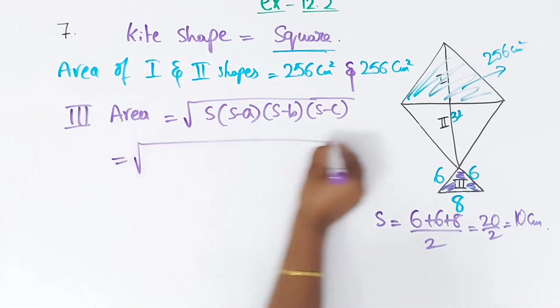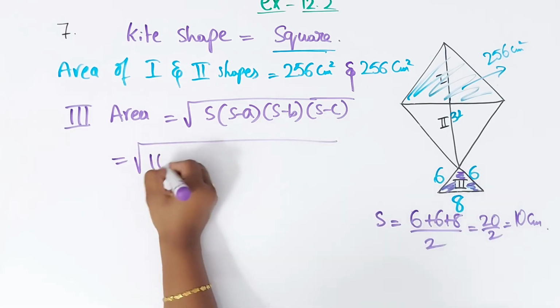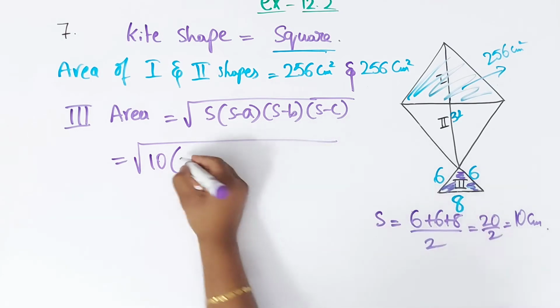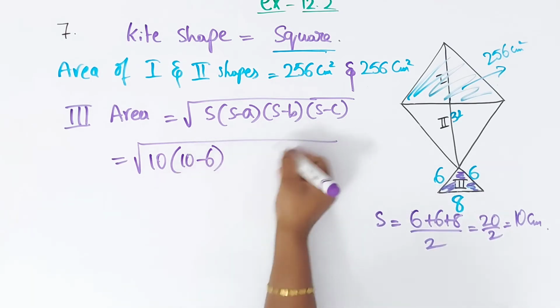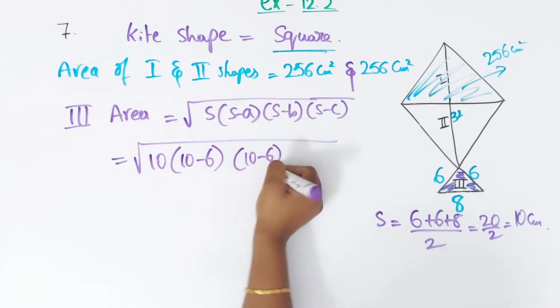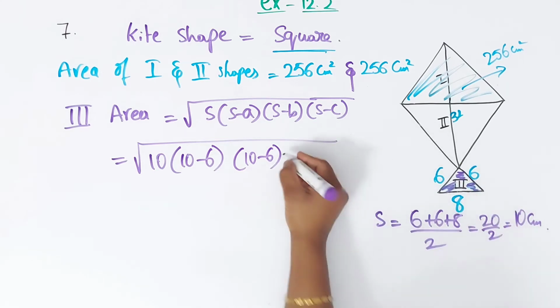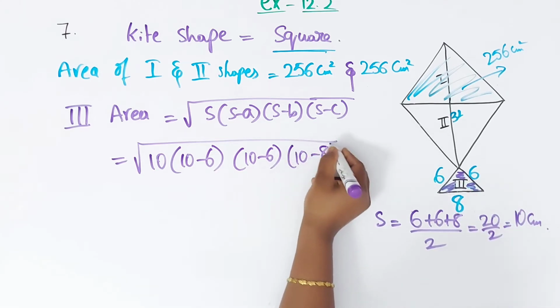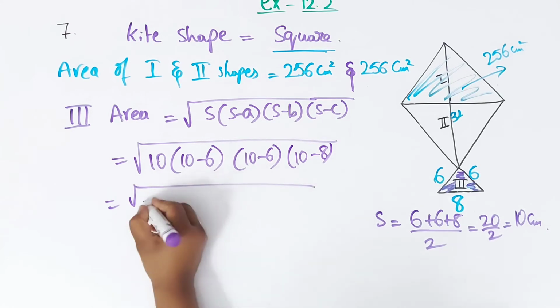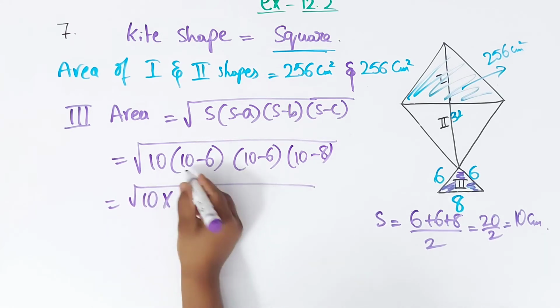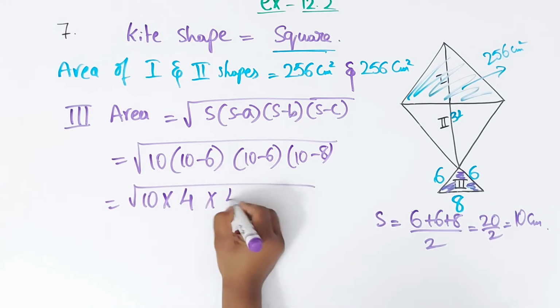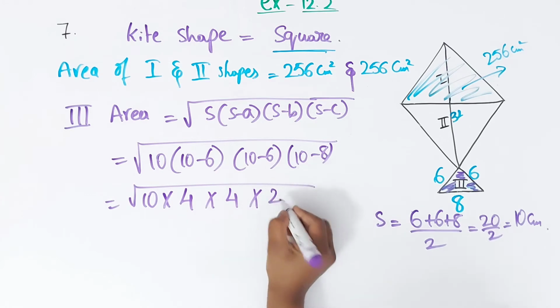Area equals root of S, where S means 10 here. S minus A, 10 minus 6. S minus B, 10 minus 6 again. S minus C, 10 minus 8. Correct, children? So this equals root of 10 into 10 minus 6, which is 4. Here also 4. 10 minus 8 is 2, children.